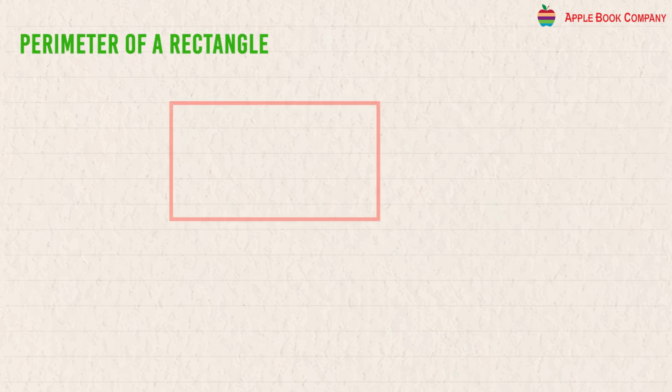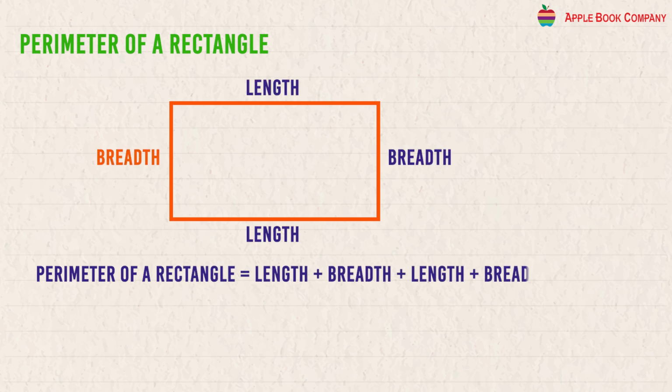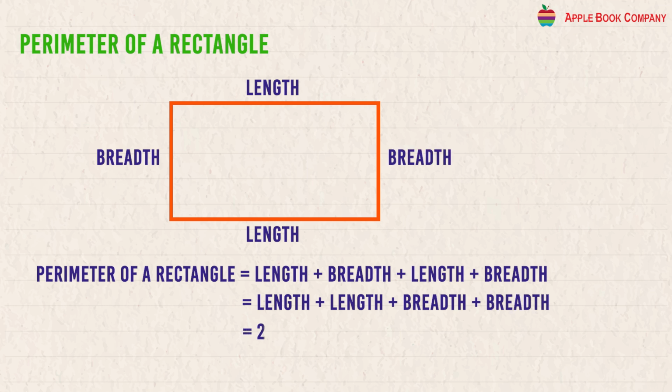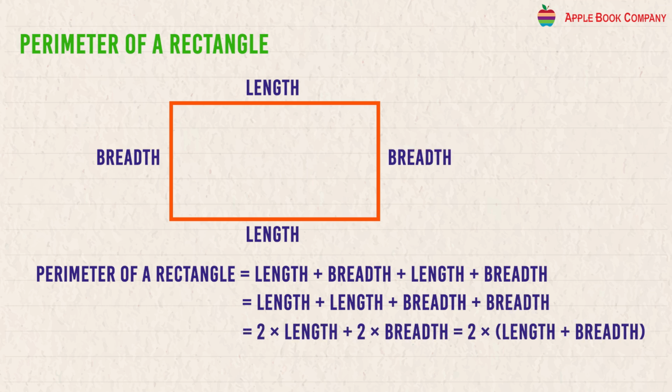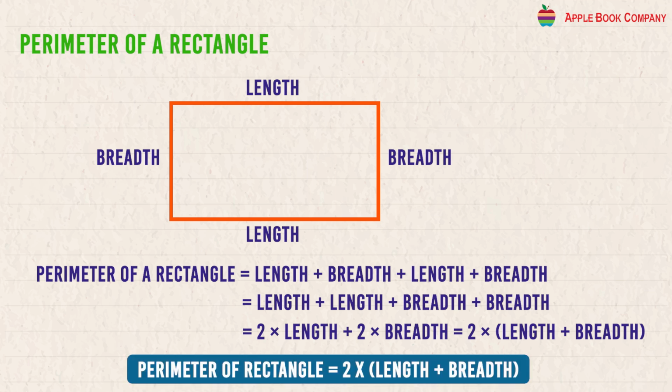Now let us learn the perimeter of a rectangle. A rectangle is a plane figure whose opposite sides are of equal lengths. So we have two equal lengths and two equal breadths. Perimeter of a rectangle is equal to length plus breadth plus length plus breadth, equals length plus length plus breadth plus breadth, which is equal to 2 into length plus 2 into breadth, equals 2 into (length plus breadth). Therefore, the perimeter of a rectangle is equal to 2 into (length plus breadth).